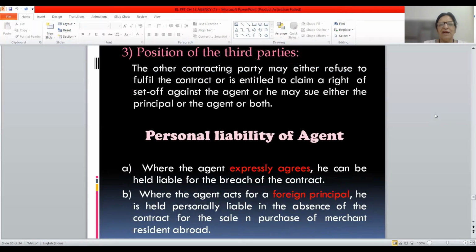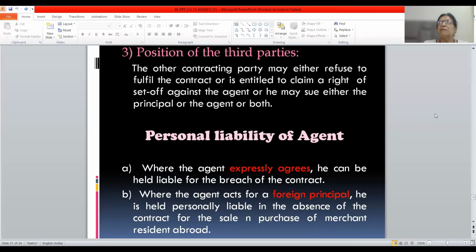Now I would like to discuss the position of the third party. The other contracting party may either refuse to fulfill the contract and is entitled to claim a right of set-off against the agent, or he may sue either the principal or the agent or both. If the principal intervenes, then the third party has the right to put an end to the contract, saying that had he or she known that he was the principal in this case, he or she would never have entered into the contract. Or he has the right to set off. Set-off means the right to make adjustment against the agent, or he may sue the principal, the agent, or both the parties.